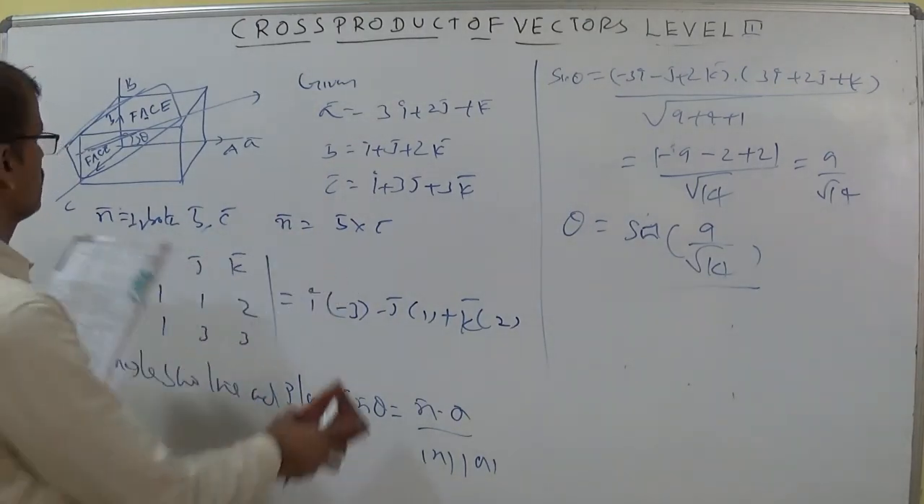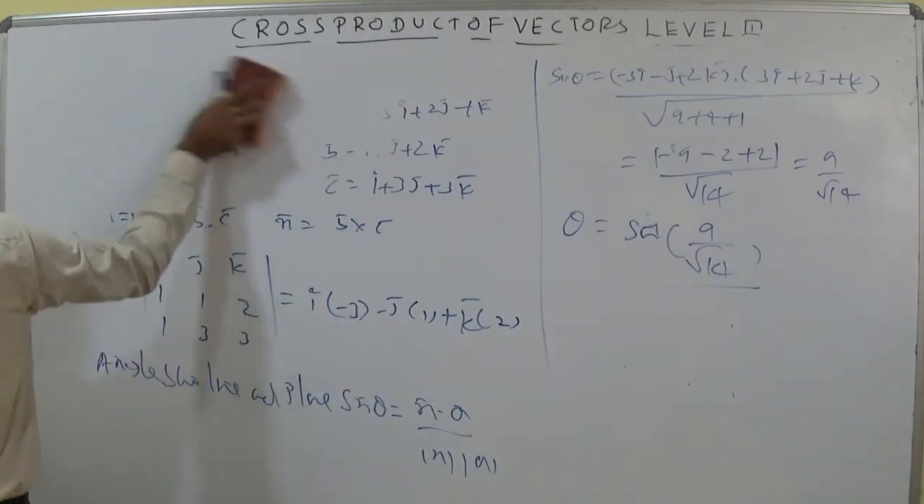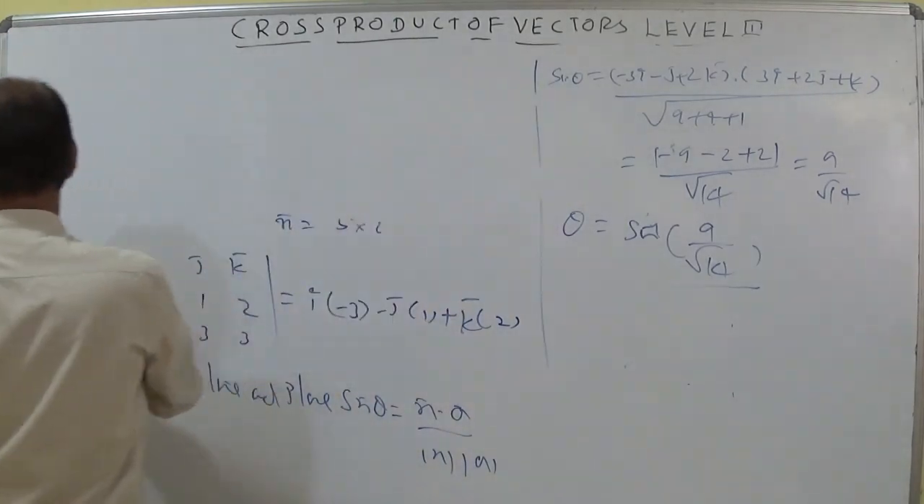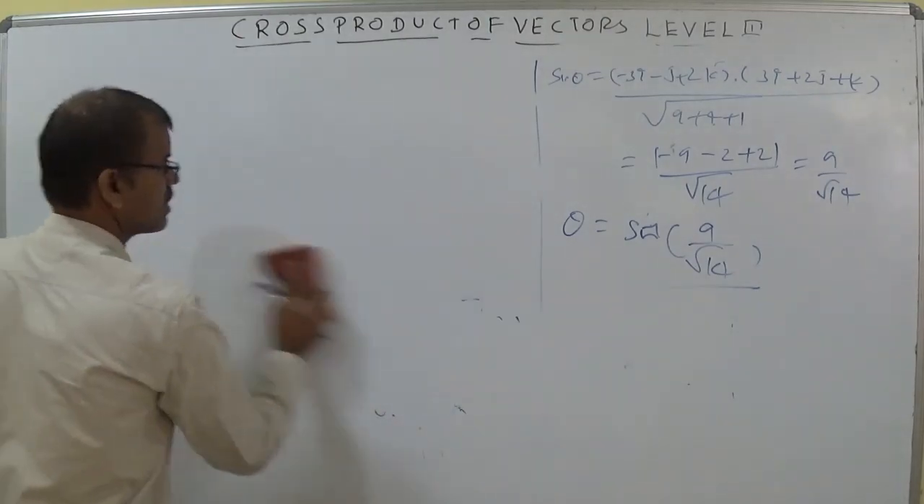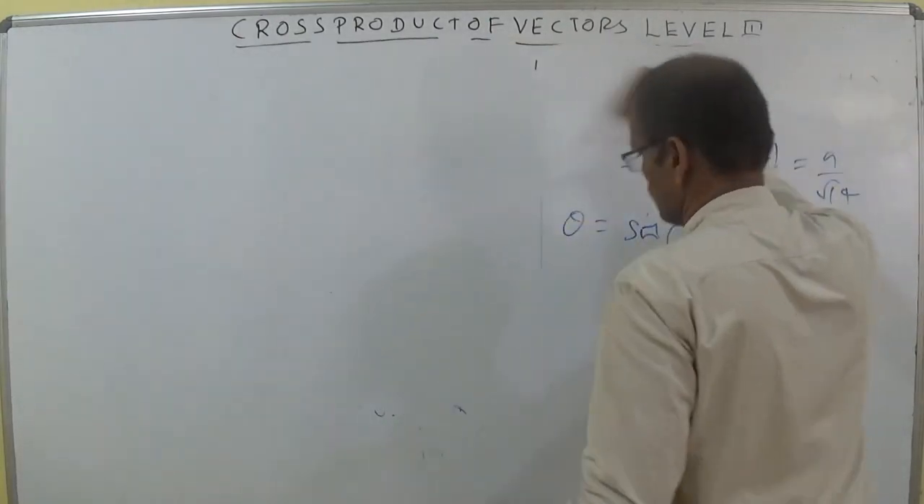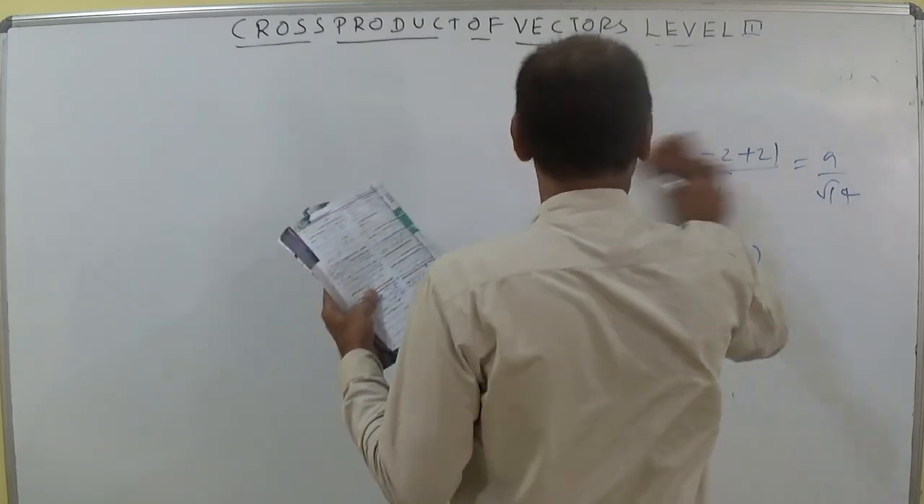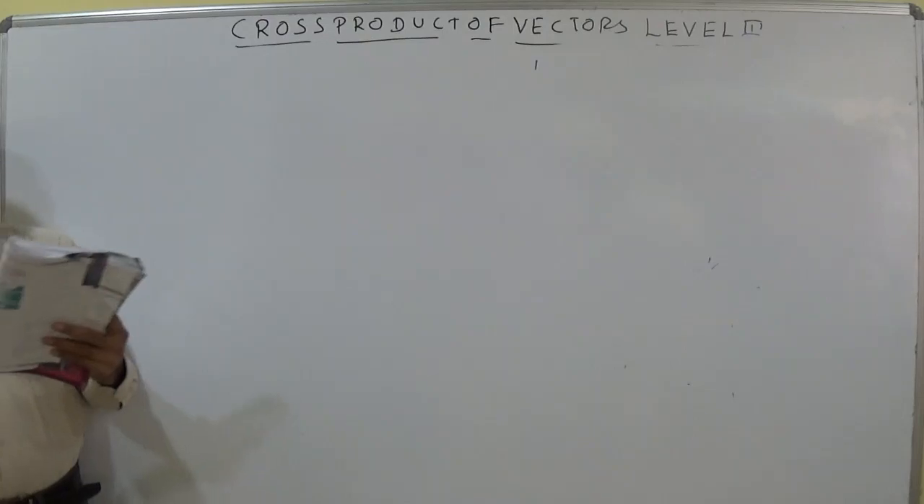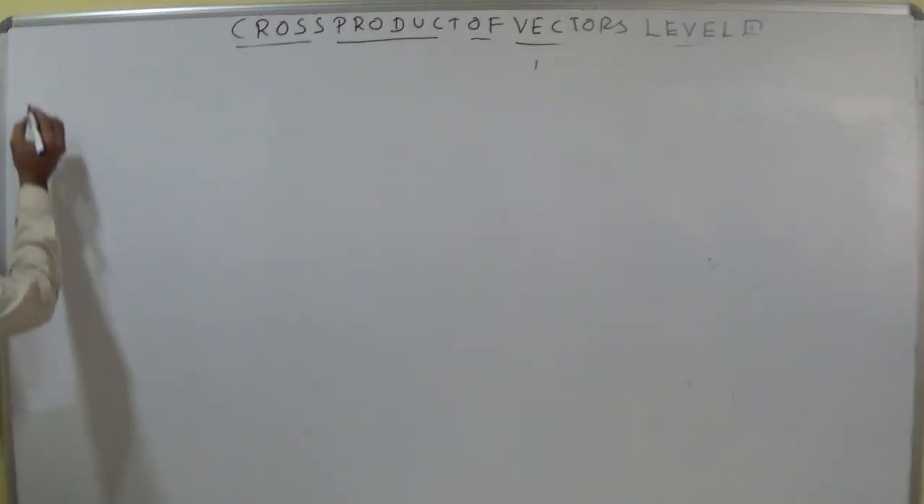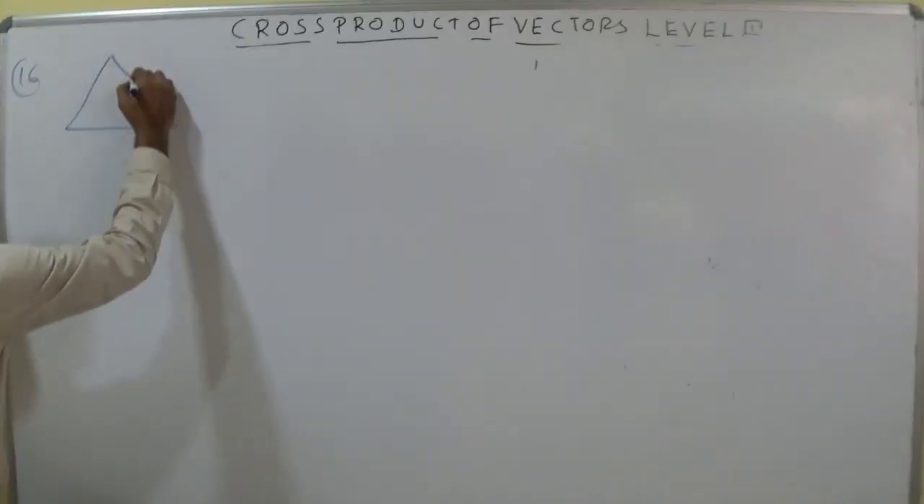Third option. Next, let us discuss about 16th question. 16th question is a previous IP question in old textbooks. A1, A2, A3, so on AN are the vertices of regular polygon. 16th one. Let us draw the diagram.